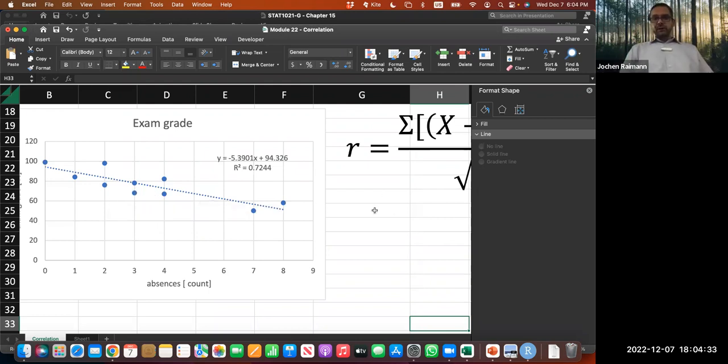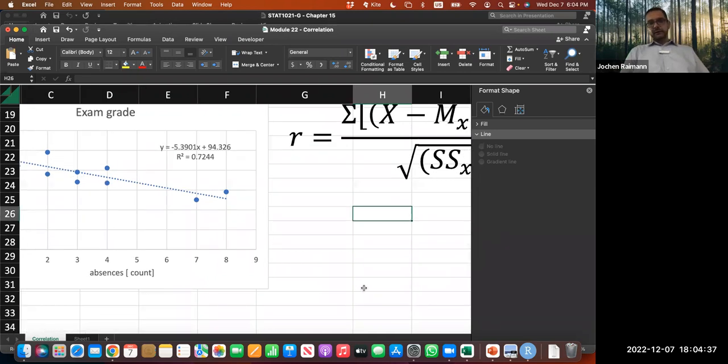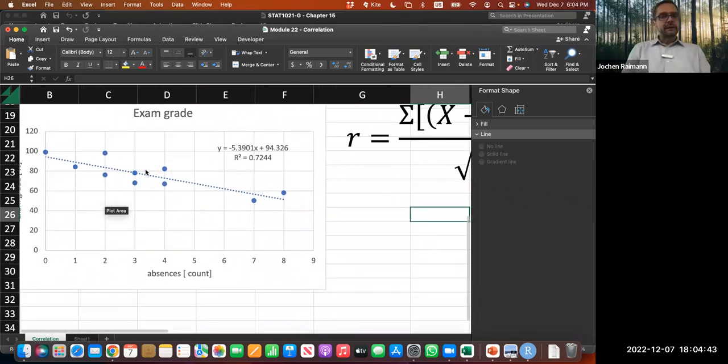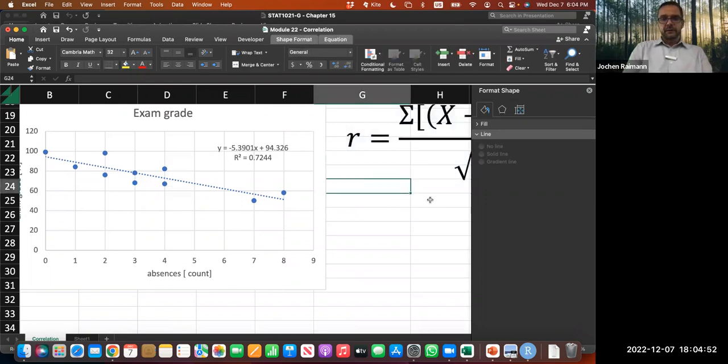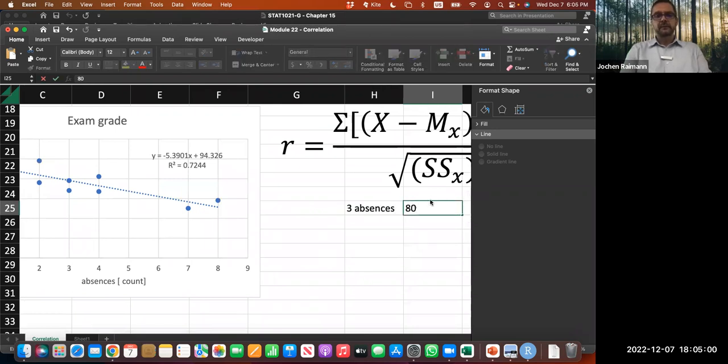Of note, you can also calculate that. You can calculate it by hand, essentially, by knowing the actual value. So let's look, for example, here at exam rates through 3 absences. That's 80. So let's say we have 3 absences. That's 80. Then we have 4 absences.